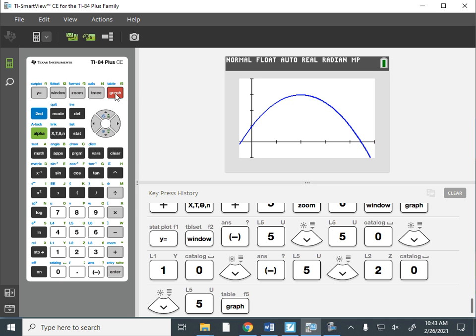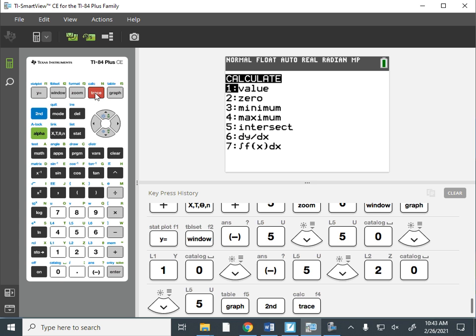And there we go. So kind of have to think about the scenario. Think, okay, a football field's 100 yards, so it's not going to go further than 100. It's really hard to throw a football a full 100 yards. Just gonna have to play around with your window that way. Think about the scenario. So now we have a better picture. Now we can find the maximum. So you're gonna hit second, trace, maximum.